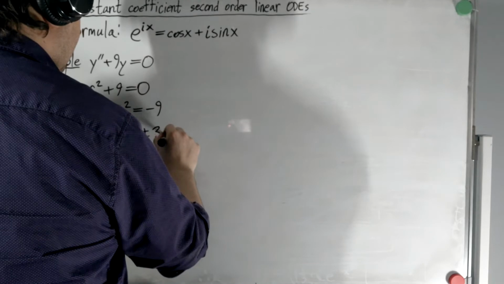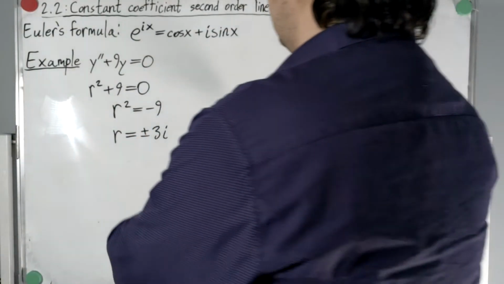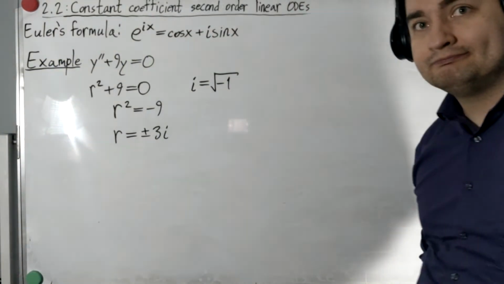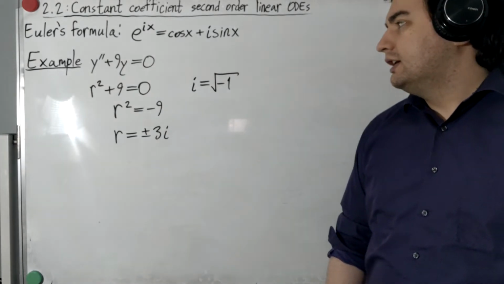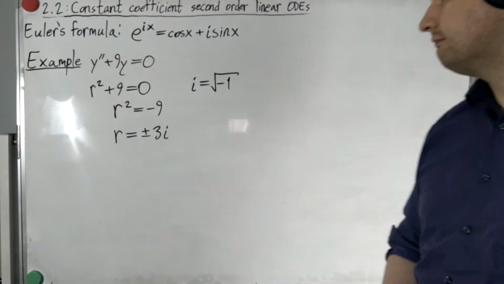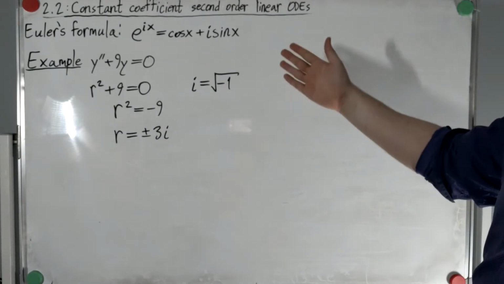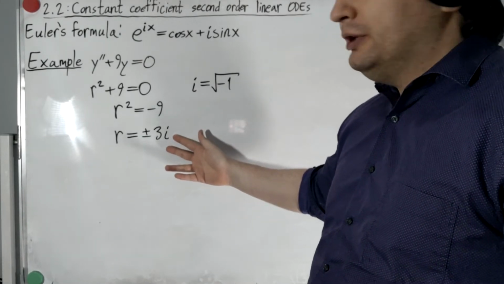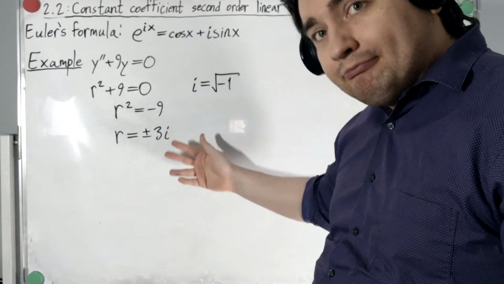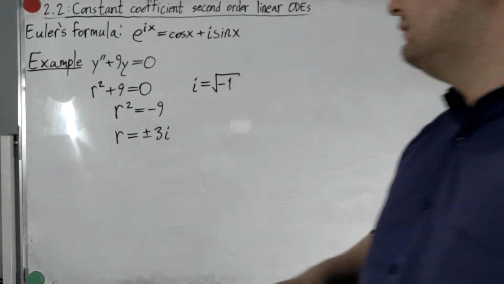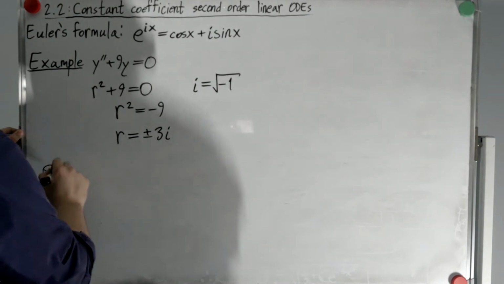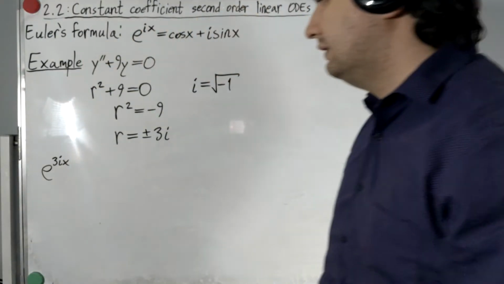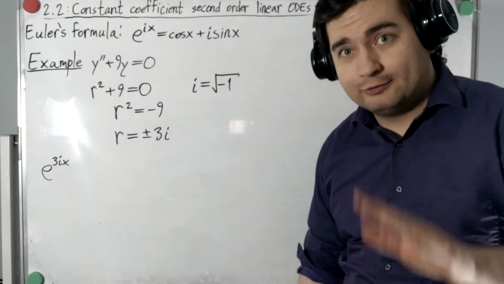Plus or minus 3i, where I hope we remember from high school that i just refers to the square root of negative 1. So we have this, and then normally what we do is we take e to the rx. We do that here as well. We have the complex solution e to the 3ix. You might be thinking, what about negative 3ix? We'll get to that.